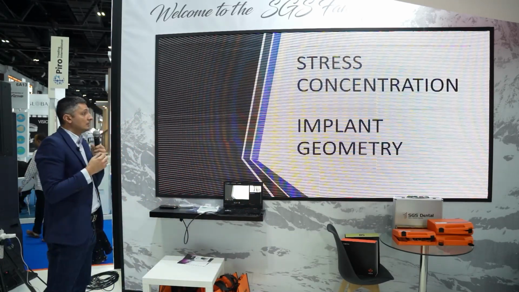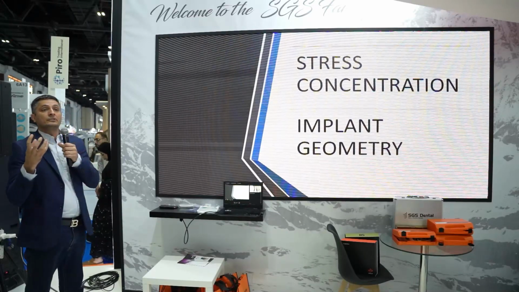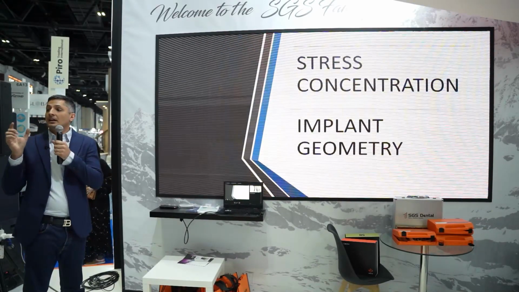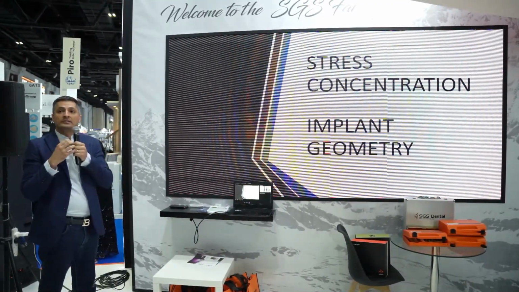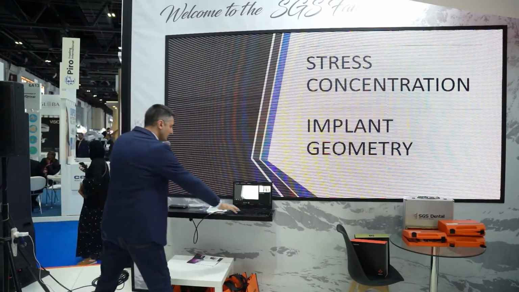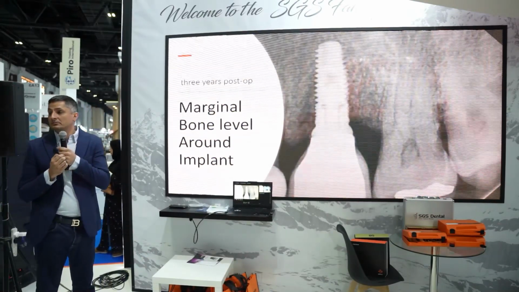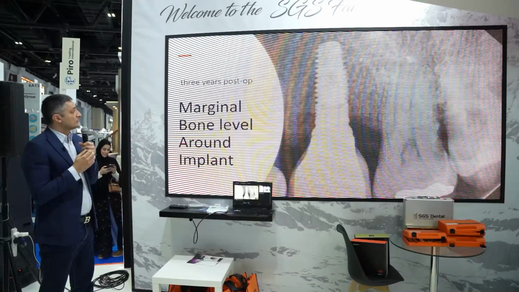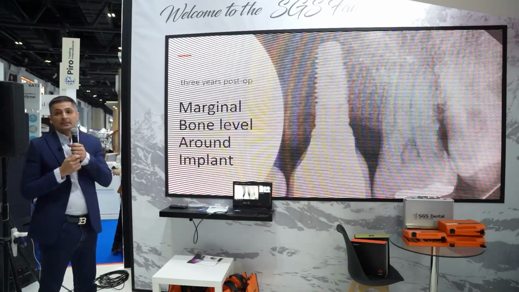So, if we're going to choose an implant, we will look at the implant geometry, but for sure we have to look at the stress concentration around this implant. We have to know what the bone reaction around this implant is. This is a P1. We have an X-ray 3 years post-op, a very good marginal bone level around the implant. I love this implant.